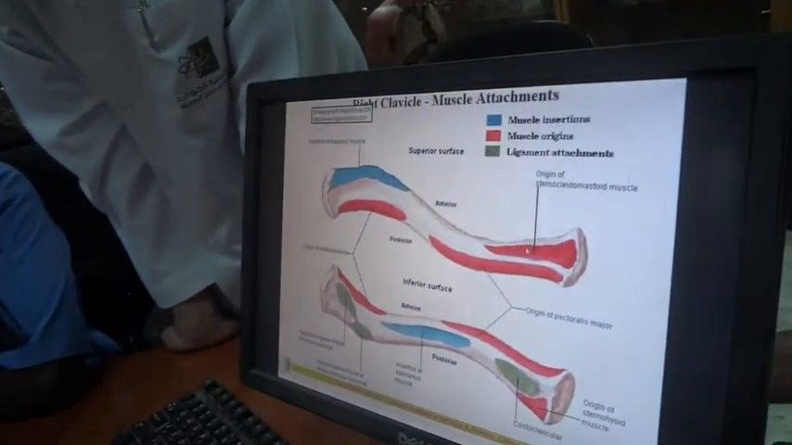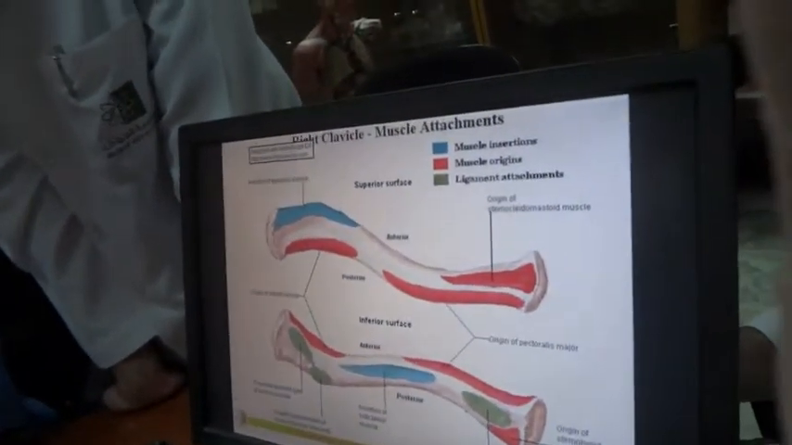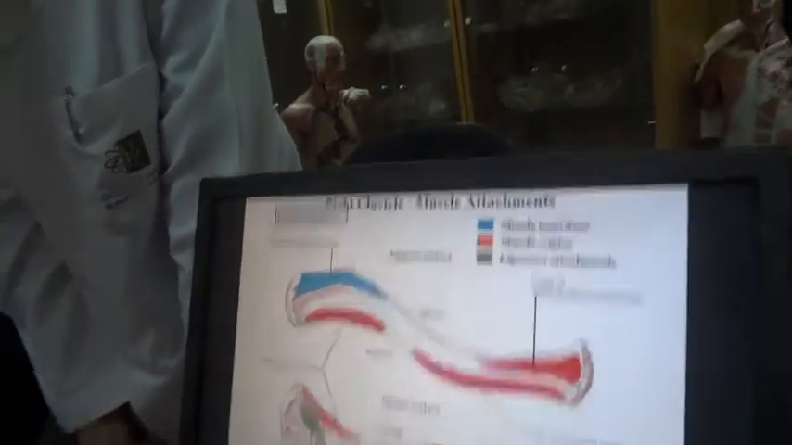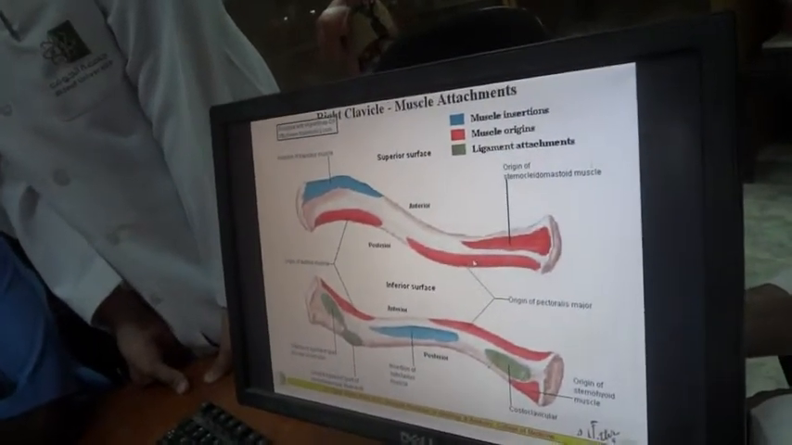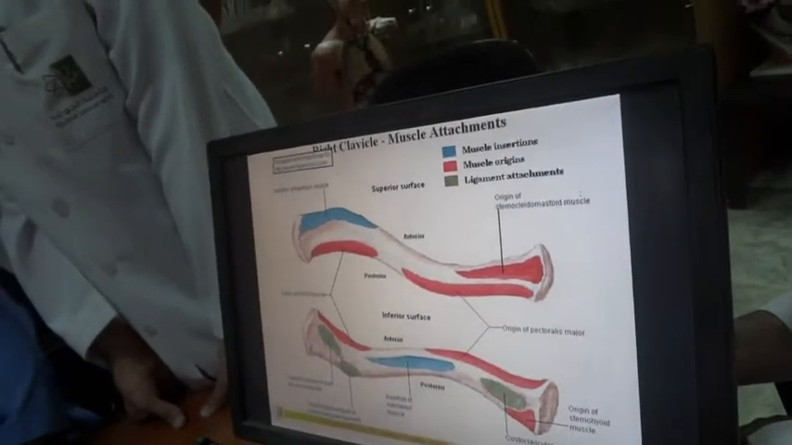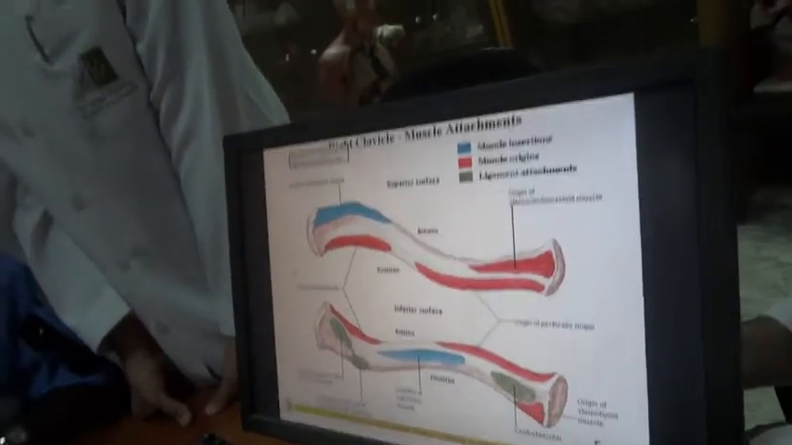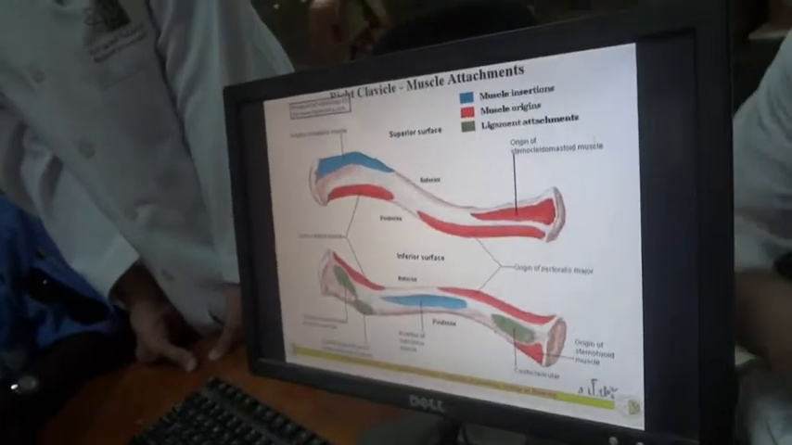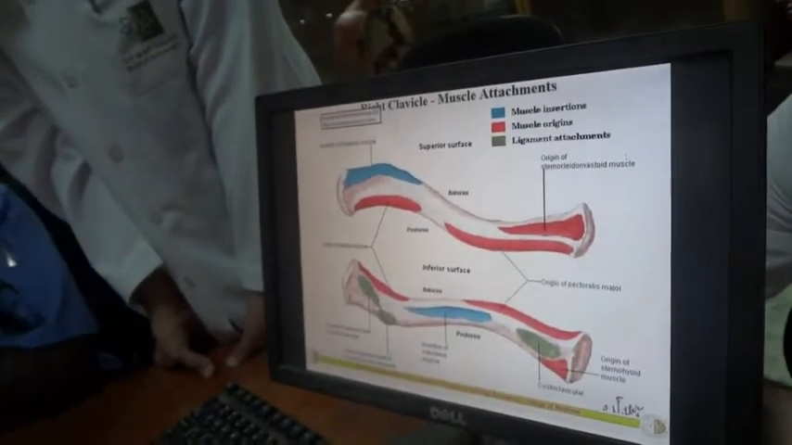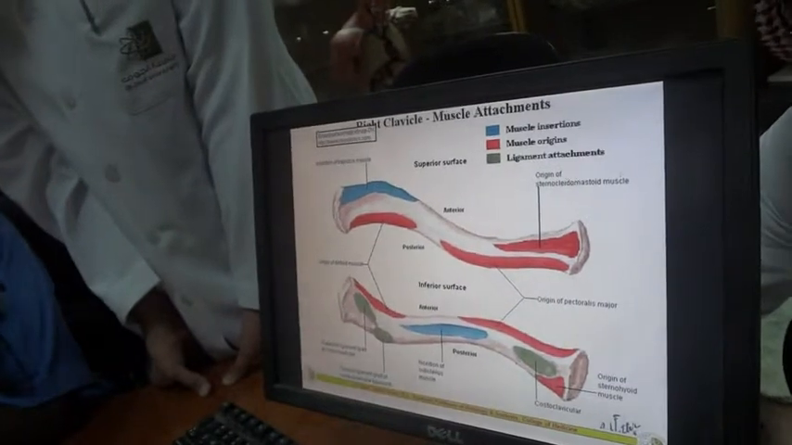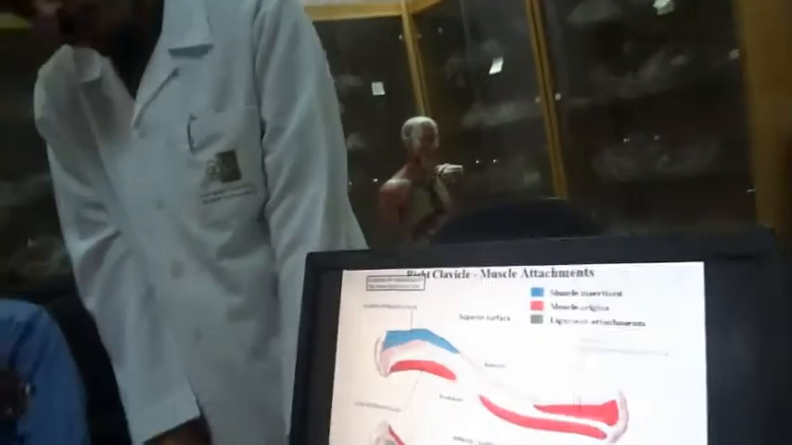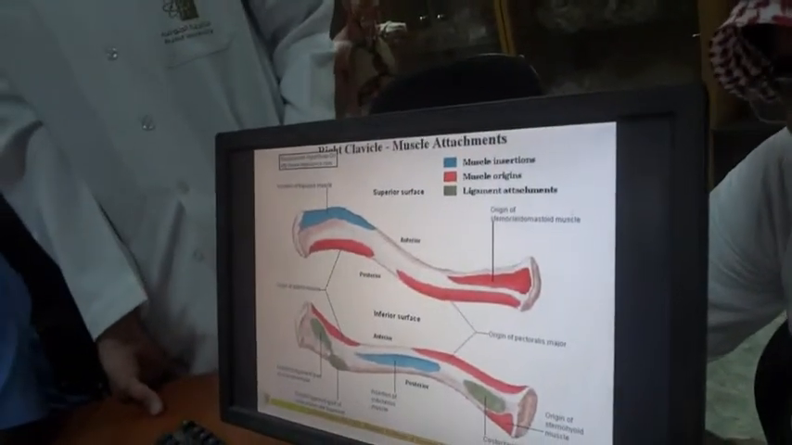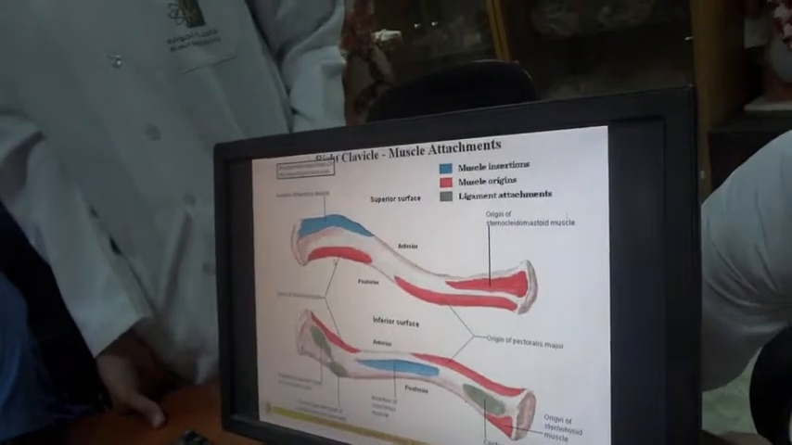Now see the origin of this muscle. This is the superior surface, this is the inferior surface. This is the origin of the pectoralis major, sternal. The clavicular head of the pectoralis major takes origin from here, then in the front from the sternum. So here is the origin, the medial 2/3 convex part. This is the surface for the origin of the pectoralis major. Then just go to the lateral side. This is the origin of the deltoid.